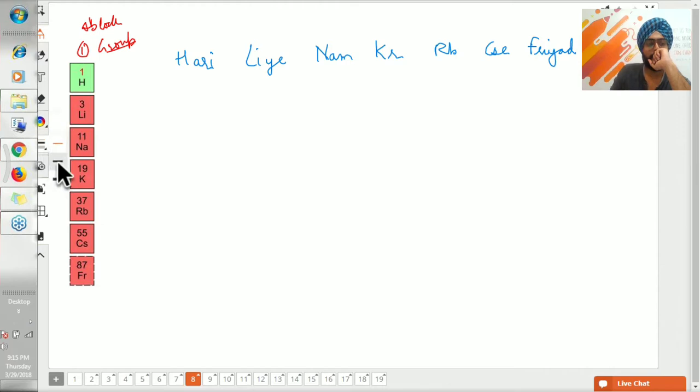All right, and what this is basically, as you can see, you have hydrogen, lithium, sodium, potassium, rubidium, cesium, and francium. Hari liye naam kar rab se faryad. You can imagine that a guy called Hari is bent down on his knees and is praying to God. See the power of mnemonics. I only heard this sentence once from that guy back in 8th standard. I don't know how many years have gone by, 8, 9 years, more than that. Yeah, it still is in my mind.